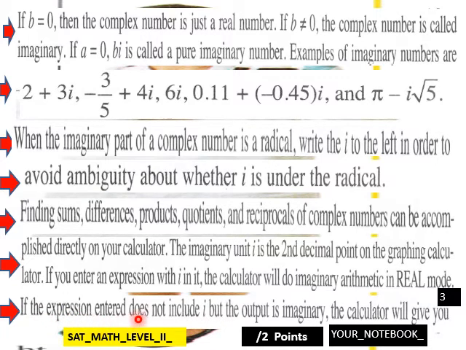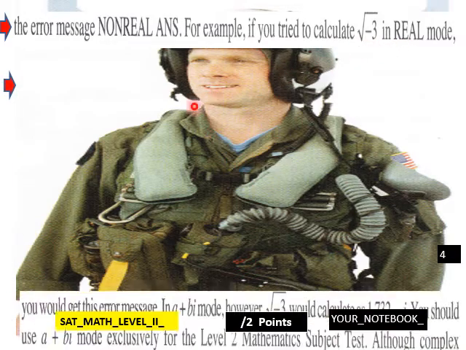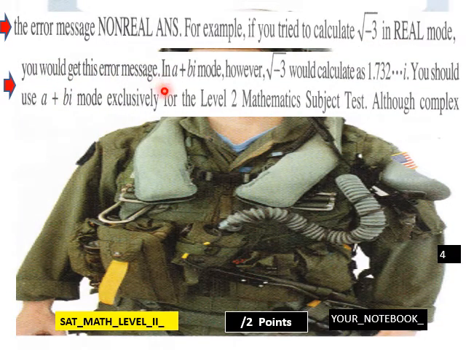If the expression entered does not include i, but the output is imaginary, the calculator will give you the error message, non-real answer. For example, if you tried to calculate the square root of -3 in real mode, you would get this error message. In a plus bi mode, however, the square root of -3 would calculate as 1.732i. You should use a plus bi mode exclusively for the Level 2 Mathematics Subject Test.